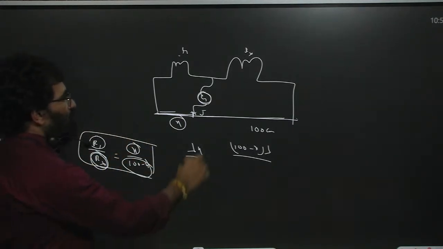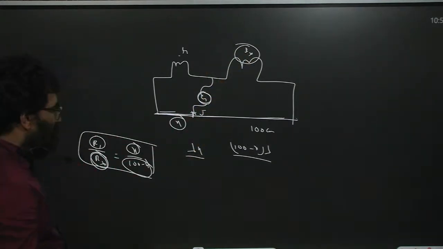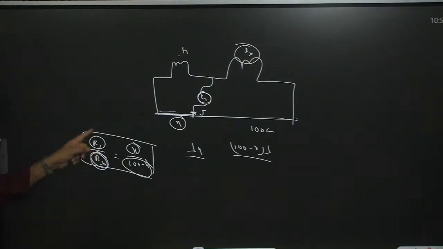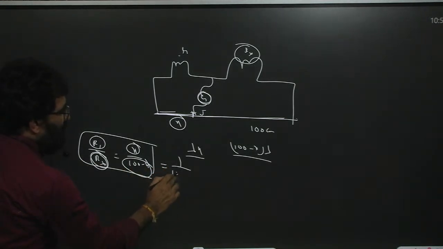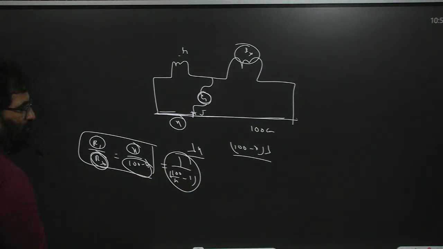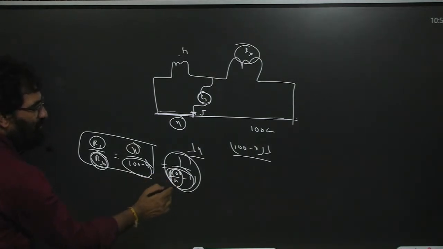You remember, when Rx is increasing, so this value is decreasing. This value is decreasing means this is nothing but what? 1 by (100 by x minus 1). So this value is decreasing means this value is increasing. This value is increasing means this value is decreasing. This value is decreasing, x is increasing.